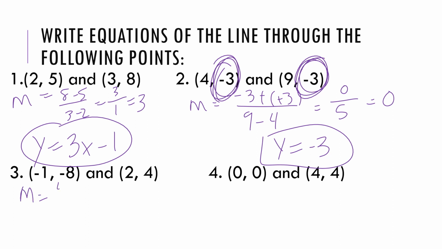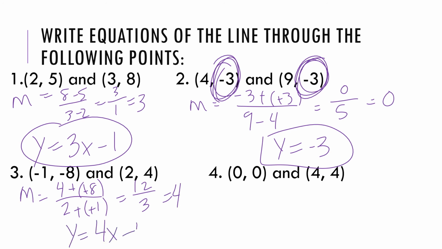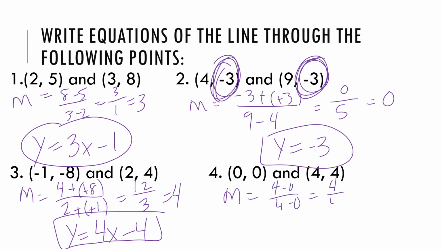m equals 4 minus a -8 over 2 minus a -1. Both those would change to plus a positive, so I would have 12 over 3, which is 4. When I plug this into my equation, I end up getting y equals 4x minus 4. For number 4, I have 4 minus 0 over 4 minus 0. 4 minus 0 for both of those is just 4, and 4 divided by 4 is 1. If I plug this into my equation, I would have 1x plus 0, which would just be y equals x.